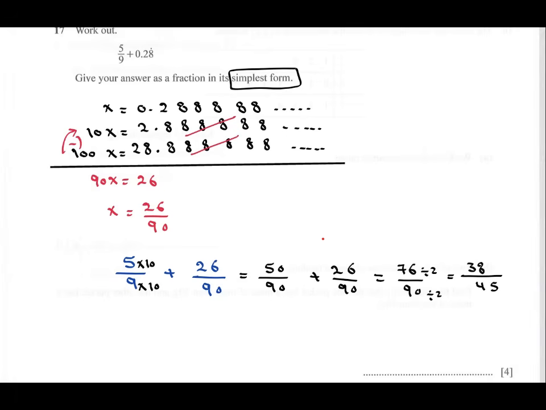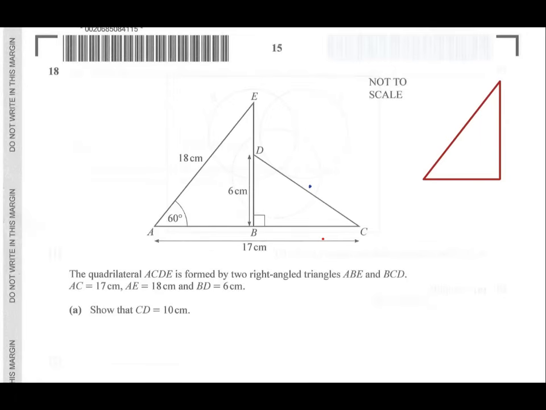Let's go to the next question. Question 18 is about special triangles, about the 30-60 triangle. The 30-60 triangle is a right angled triangle with a 60 degree angle and a 30 degree angle. It has a fixed ratio. The side opposite to 30 will be 1, the hypotenuse is 2, and the side opposite to 60 is equal to root 3. This is called a special triangle.